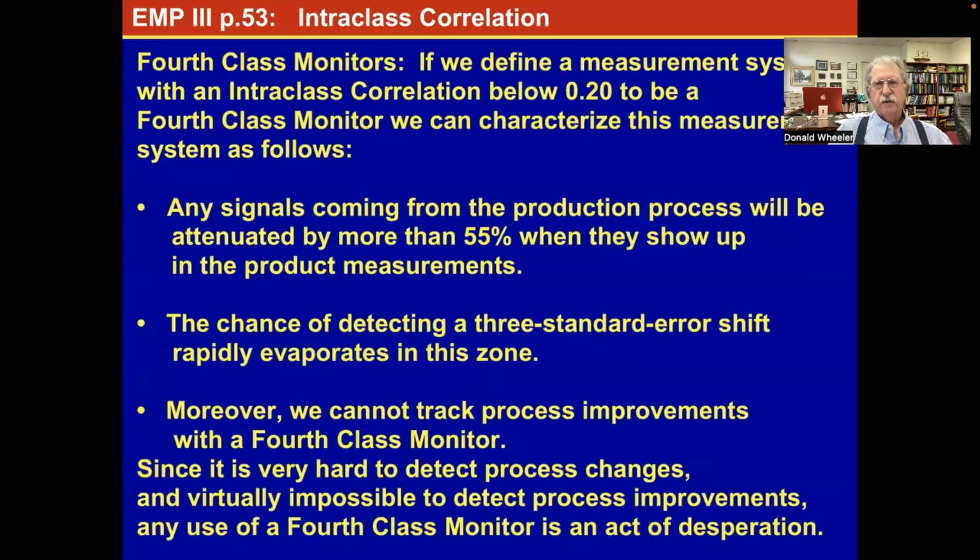Interclass correlations below 20% represent fourth-class monitors. With a fourth-class monitor, any signal coming from the production process will be attenuated by more than 55% when it shows up in the product measurements. The chance of detecting a 3 standard error shift rapidly evaporates in this zone.